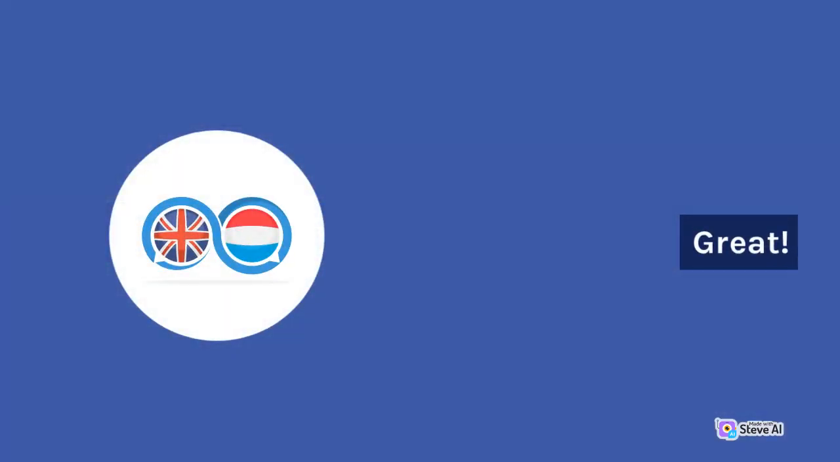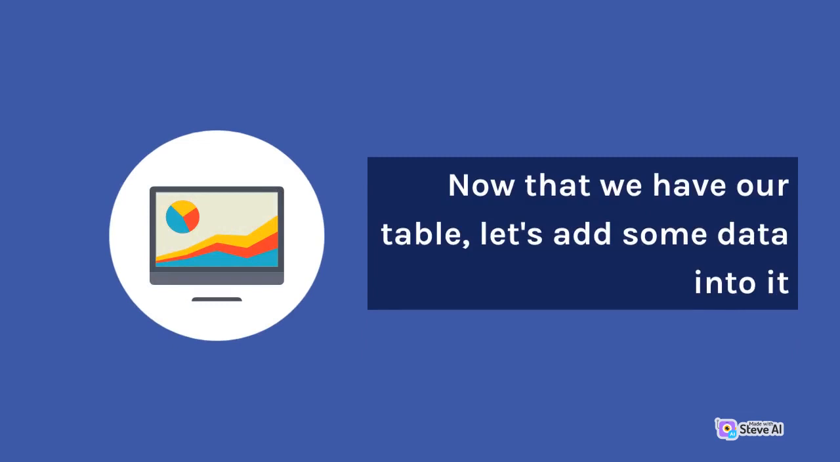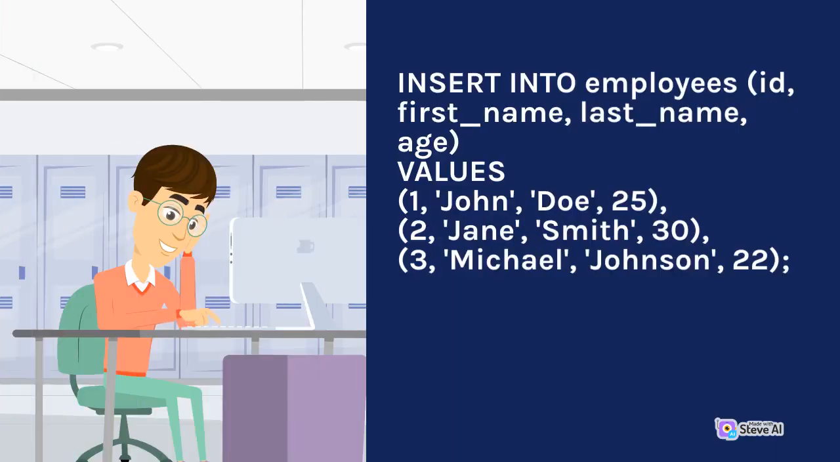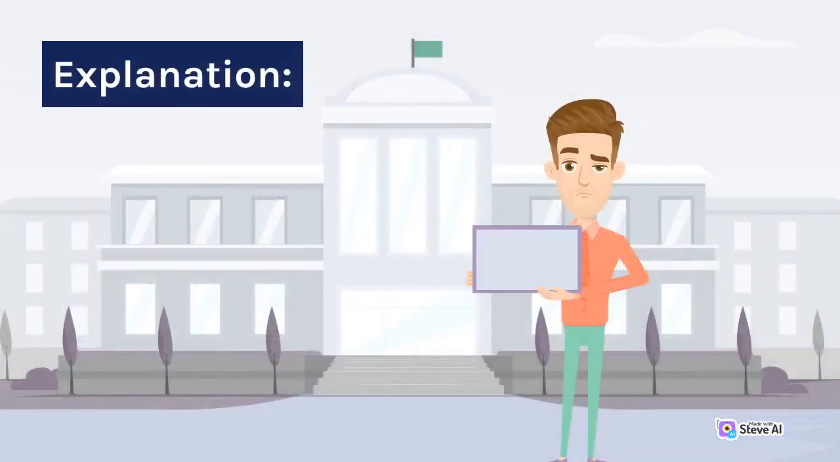Great! Now that we have our table, let's add some data into it. INSERT INTO employees (id, first_name, last_name, age) VALUES (1, 'John', 'Doe', 25), (2, 'Jane', 'Smith', 30), (3, 'Michael', 'Johnson', 22).